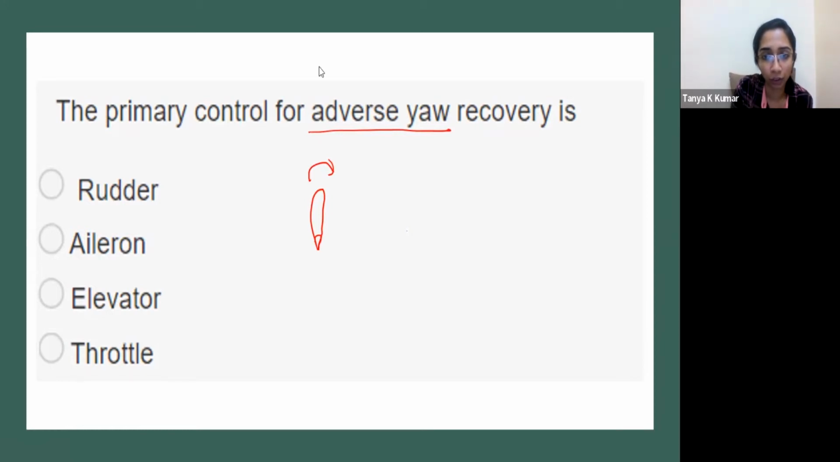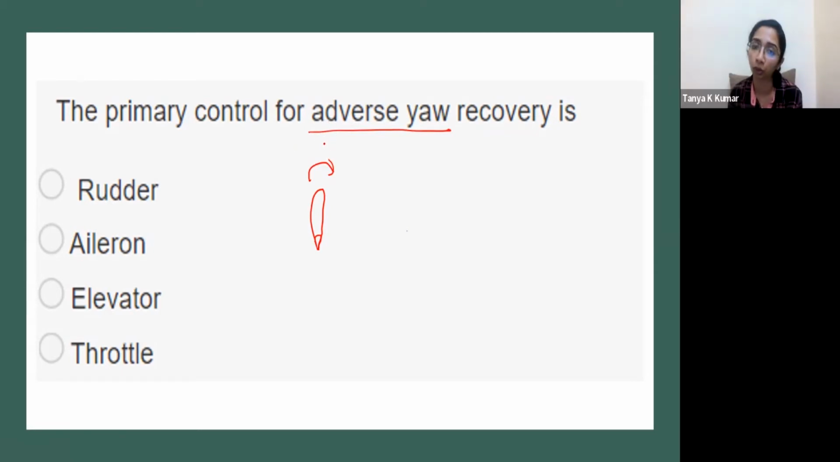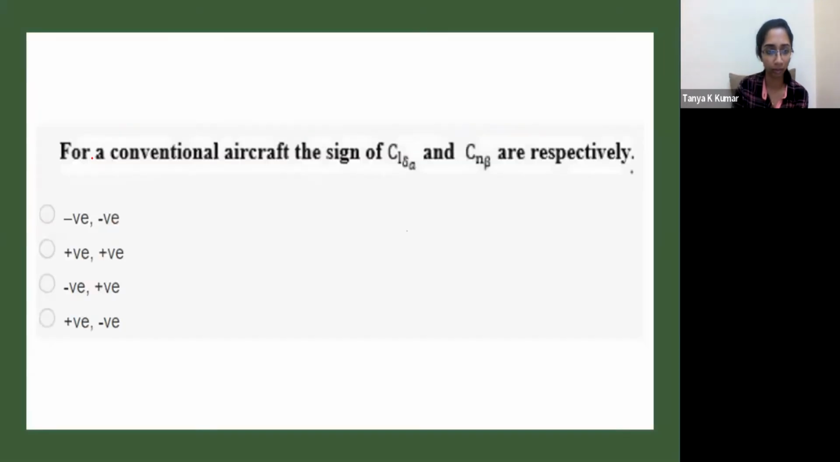Movement in the opposite direction to roll. Okay, so adverse yaw is somewhat correct. Adverse yaw is the yaw that is produced due to roll. So the rolling motion and the yawing motion are coupled. You cannot roll without a yaw. So the yaw that is produced due to the roll is the adverse yaw. And to control that, if you do not want it to yaw during such a situation, you use your yaw control surface, that is rudder. Okay, so that is the correct answer.